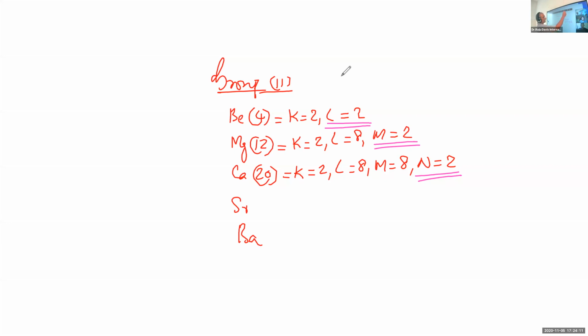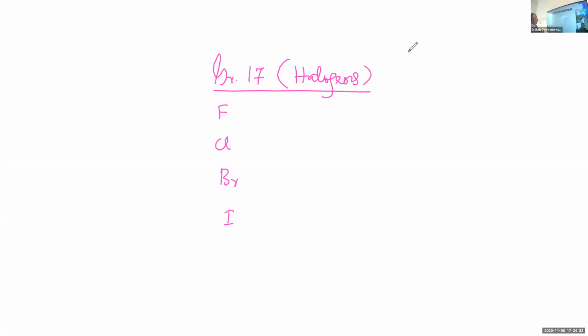Okay. You take group 17, halogens. Which are the elements in group 17, halogens? The elements are fluorine, chlorine, bromine, iodine, and astatine. Take 2 examples, fluorine and chlorine. Atomic number of fluorine, do you remember? That is equal to 9. So in the K shell, 2 electrons. In the L shell, there will be 7 electrons.